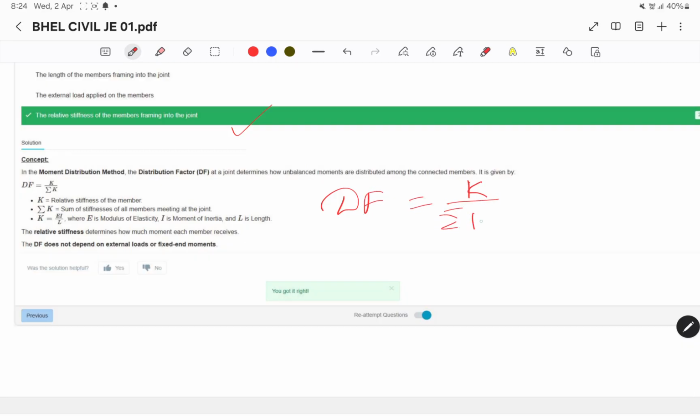DF is K upon summation of K. K is the relative stiffness. Summation of K is the sum of the stiffness of all members meeting at the joint. K is equal to EI upon L, where E is the modulus of elasticity, I is the moment of inertia, L is the length. Relative stiffness determines how much moment each member receives. DF does not depend on the external load or friction movement.